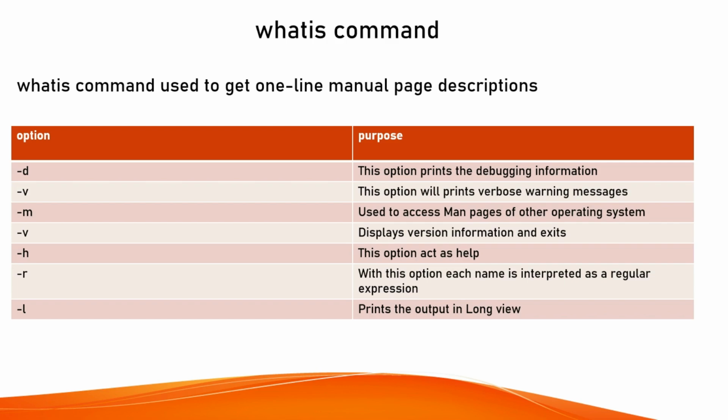Minus m is basically used to access the man pages of other operating systems. Minus capital V is version information. Minus h acts as help. Tomorrow if I want to know what options are available with the whatis command, I will use whatis minus h instead of using man whatis, right?